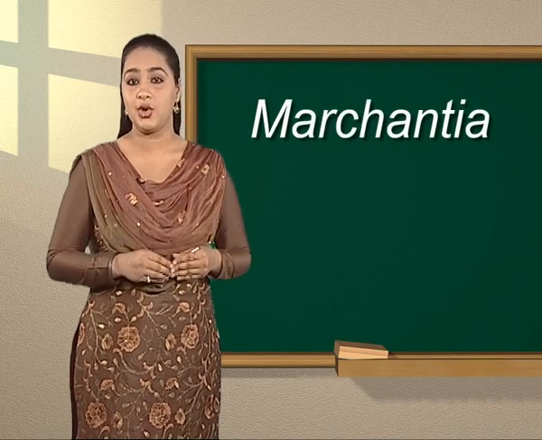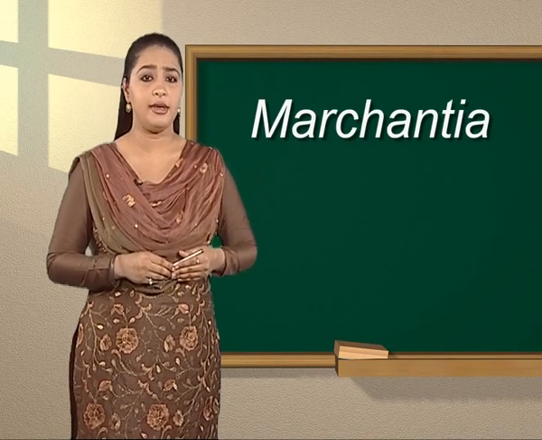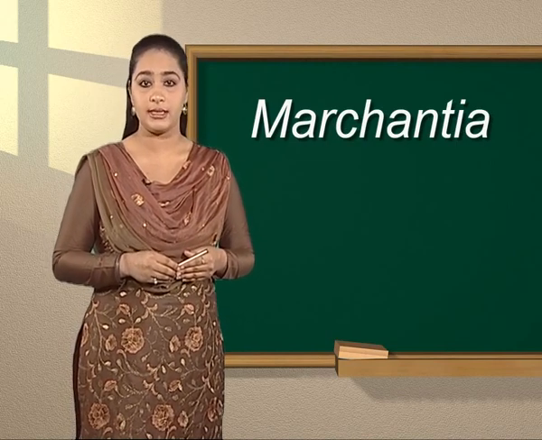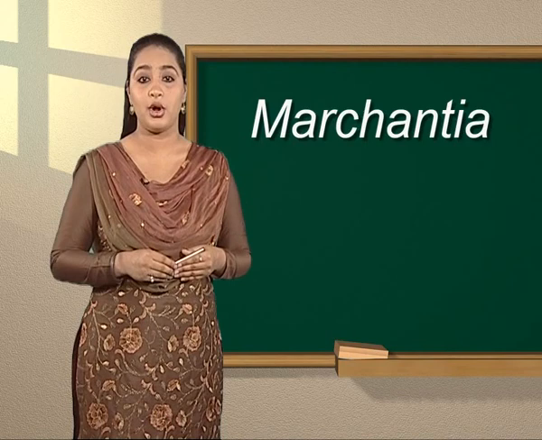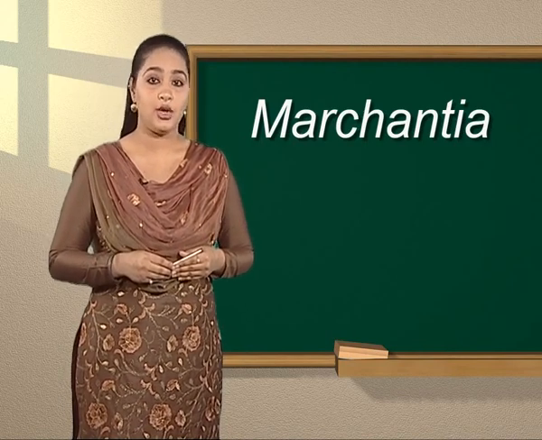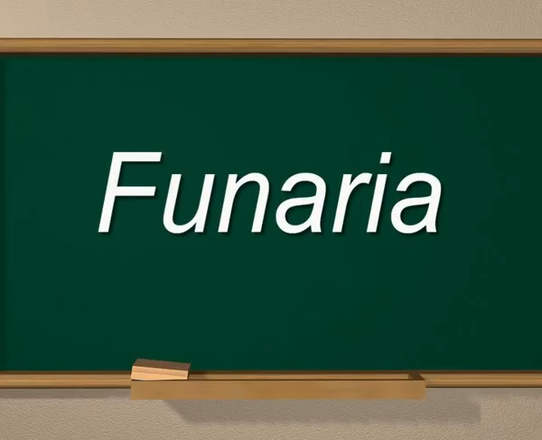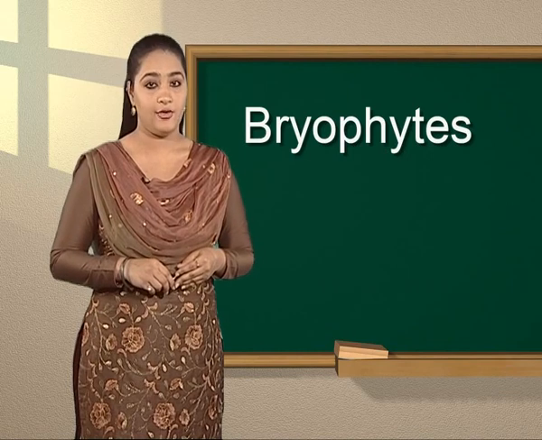Marchantia is the best known species of thalloid liverwort. It can usually be found in damp and humid places. The main plant body of Marchantia is gametophyte, which is usually called a thallus. Common moss is Funaria.